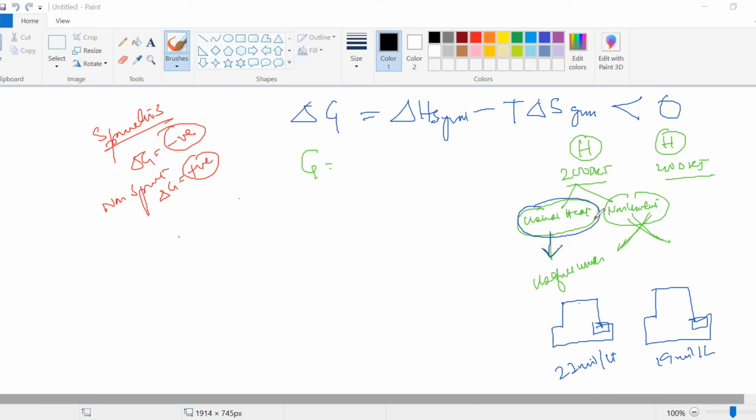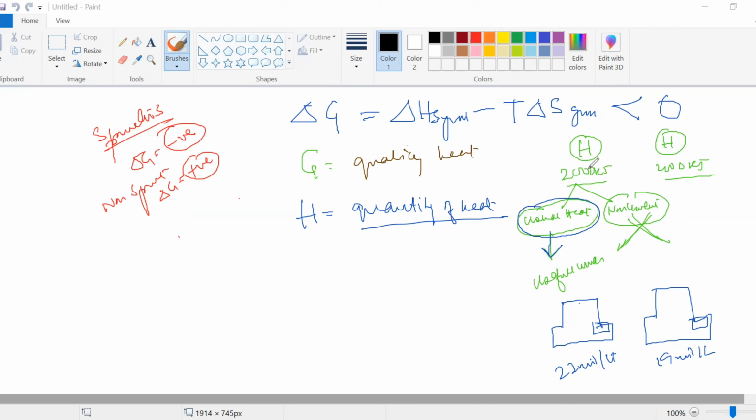So Gibbs free energy will be telling you the amount of work that can be converted from the heat. What does H tell you? H tells you the quantity of the heat. Remember this: enthalpy tells you the quantity of the heat. What does Gibbs free energy tell you? Gibbs free energy tells you about the quality of the heat.